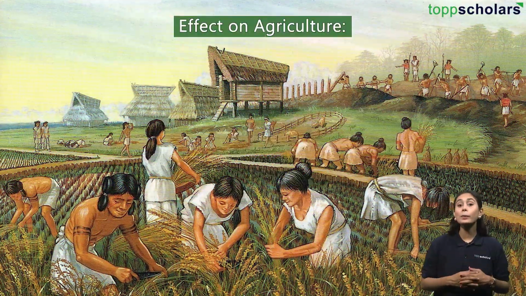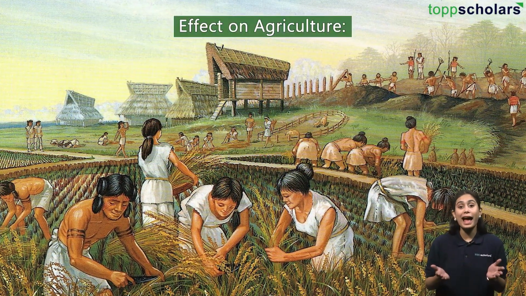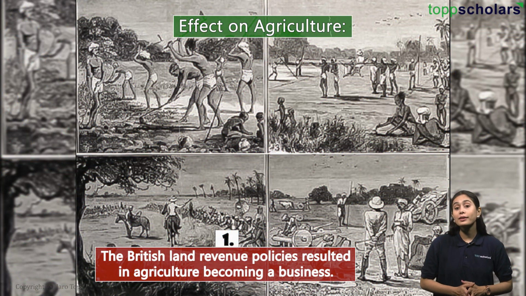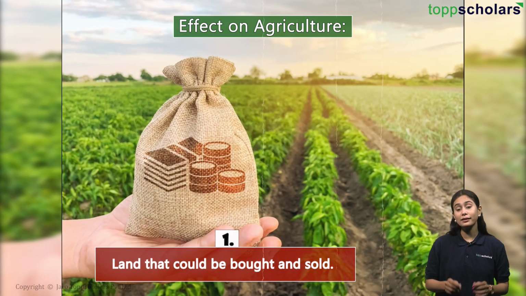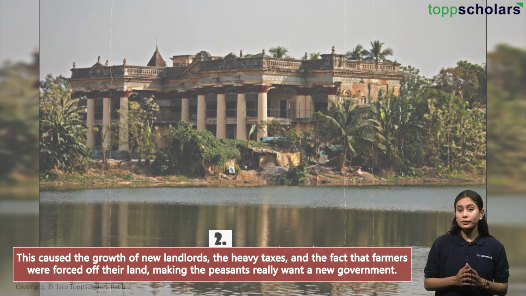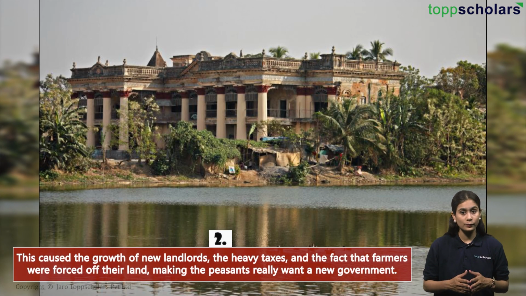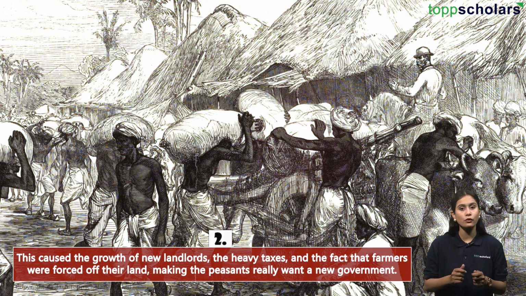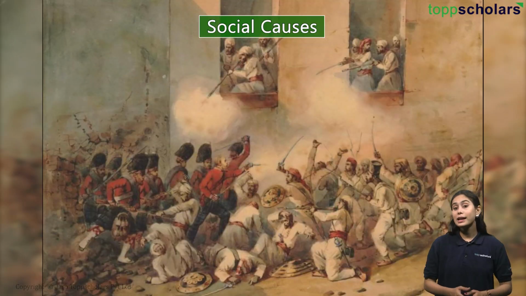The second economic cause was the effect on agriculture. The British land revenue policies resulted in agriculture becoming a business and made land something that could be bought and sold. This caused the growth of new landlords. The heavy taxes and the fact that farmers were forced off their land made the peasants really want a new government.